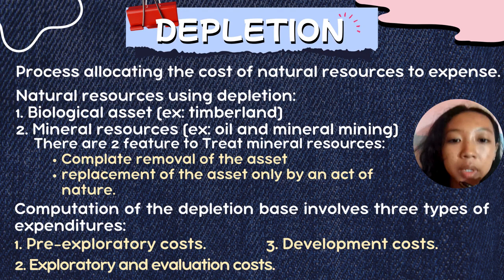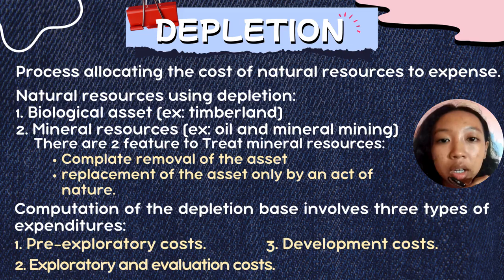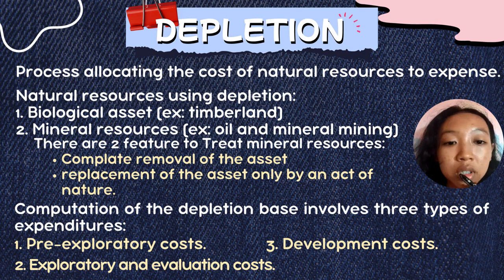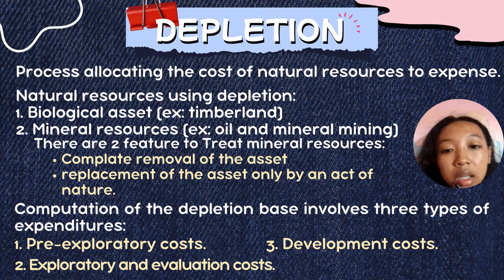Okay, the next material will be presented by my friend. My name is Prita Luneta K with last digit NBA 171. Here, I will explain about depletion. So, depletion is the process of allocating the cost of a natural resource to expense. There are two kinds of natural resources that use depletion. The first one is biological asset, for example timberland, and the second one is mineral resource, for example oil and mineral mining.